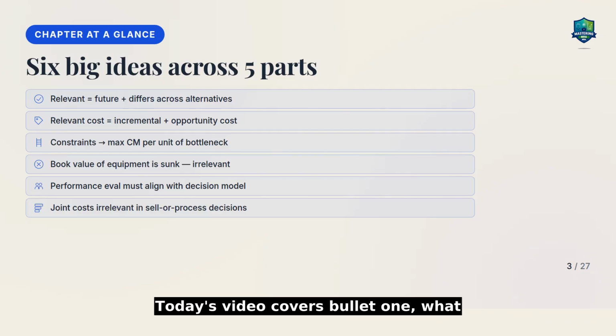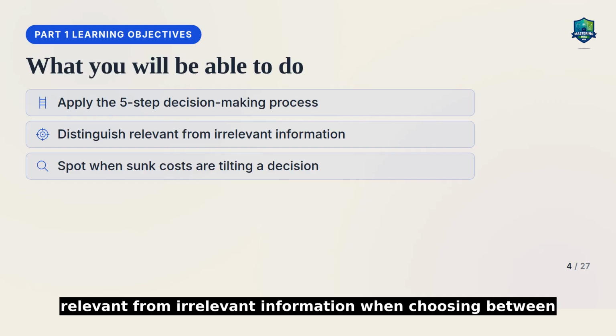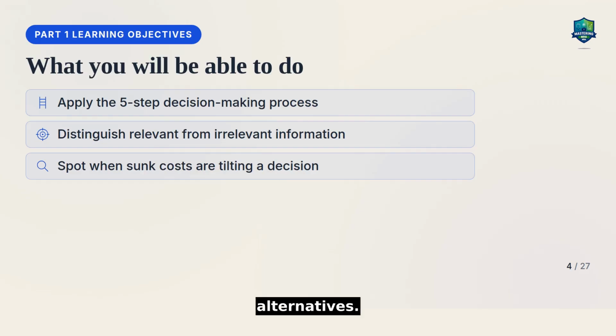Today's video covers bullet 1, what relevance even means. By the end of this part, you'll be able to apply the 5-step decision-making process to a real choice and distinguish relevant from irrelevant information when choosing between alternatives.